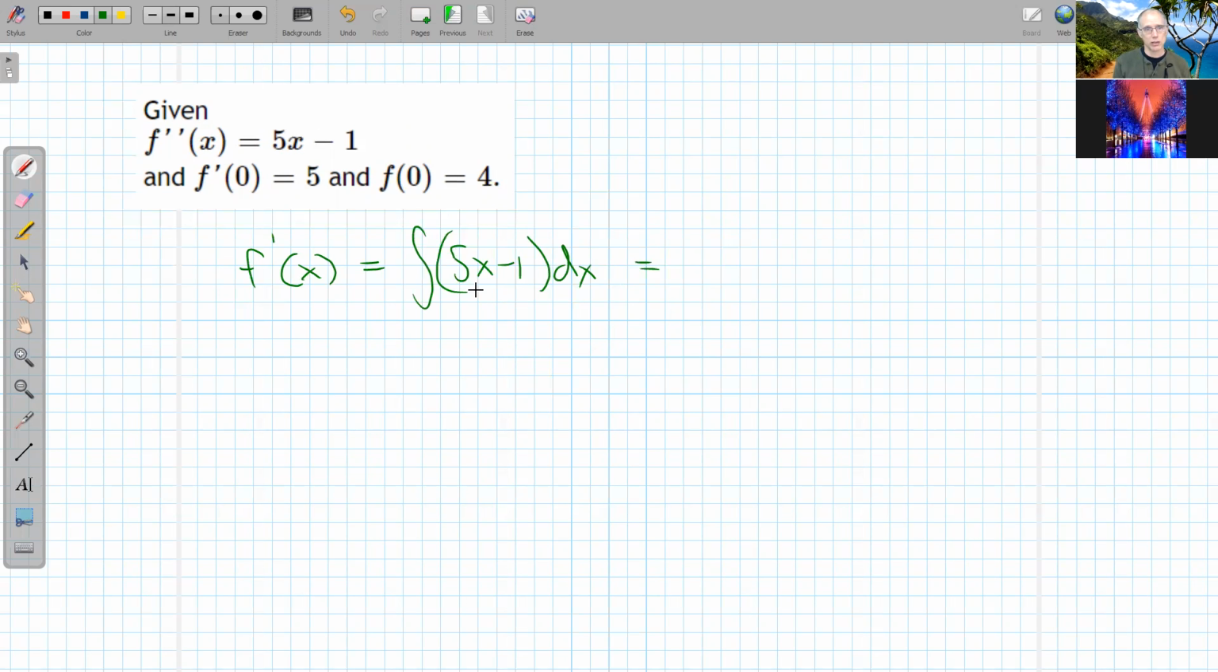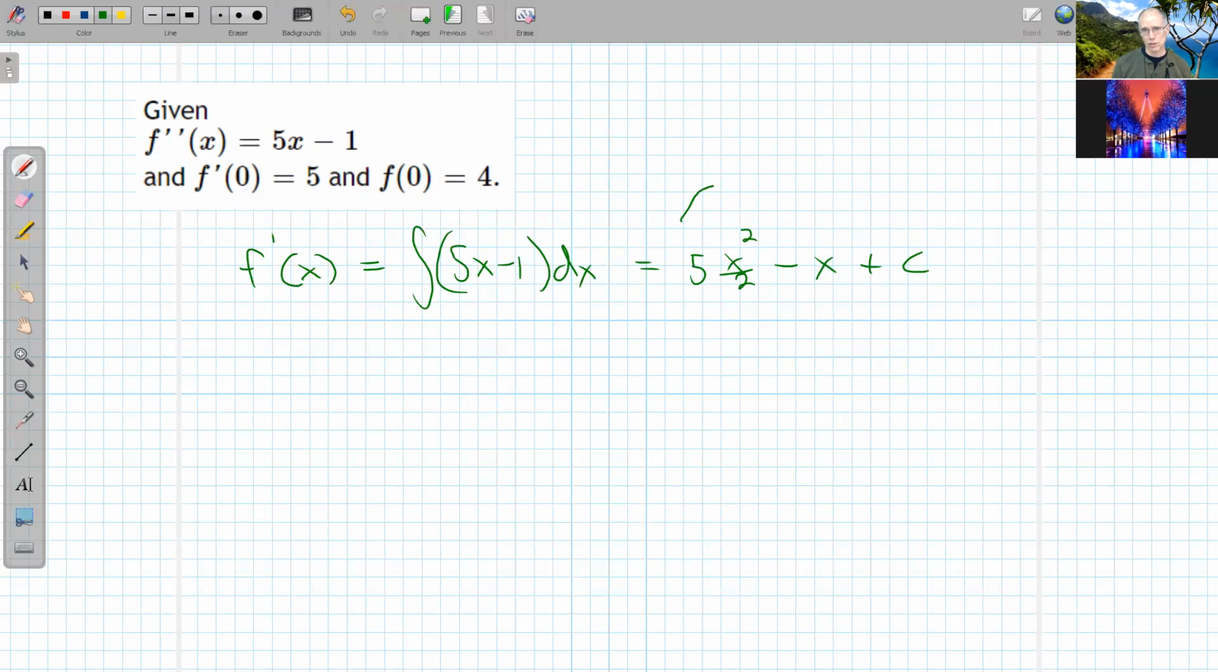All right, so applying the rules here, we get the antiderivative of x is x squared over 2, like we just played with. The 5 is still hanging out. Minus antiderivative of 1 is just x, and then there could have been a constant. So we don't know what that constant is. Is it 0? Is it something else? Double check that this is true.